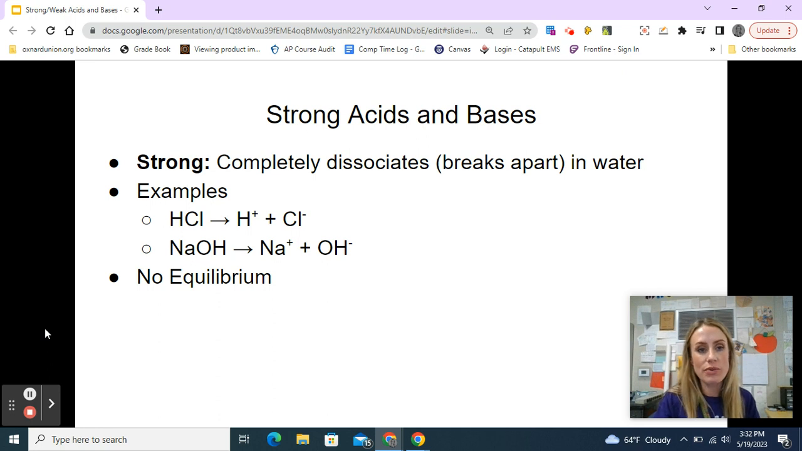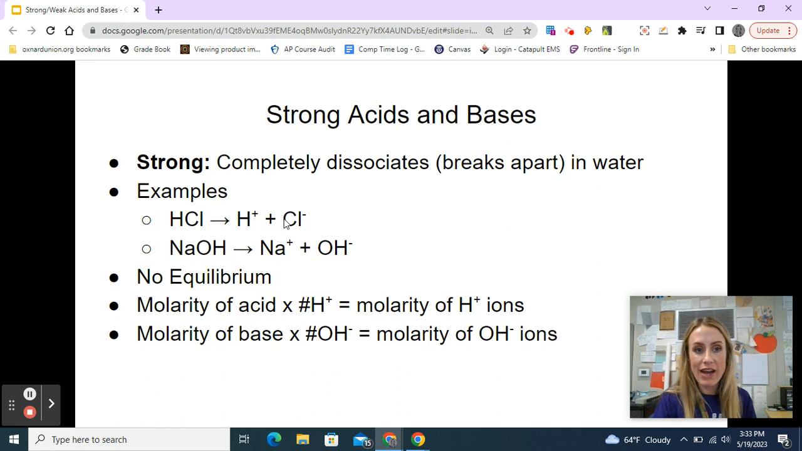These don't have an equilibrium because those ions, like in hydrochloric acid, the H plus ions and the Cl minus ions, aren't going to come back together to form HCl in solution. So we're just going to have the ions in solution. So there's no equilibrium here.